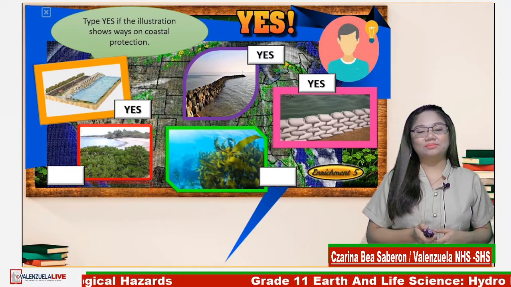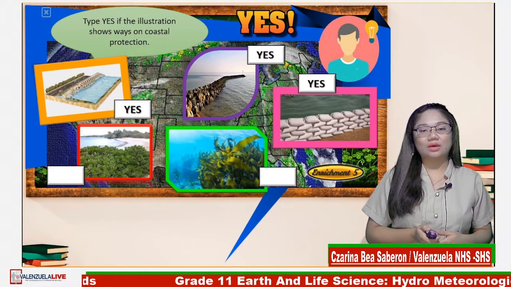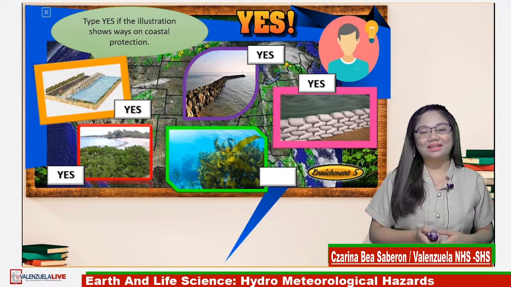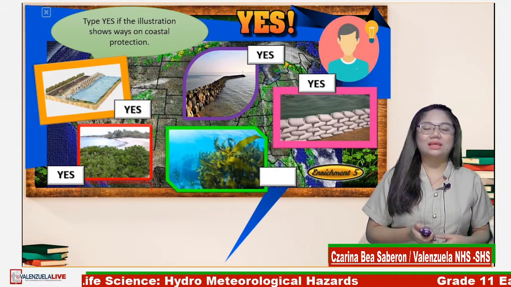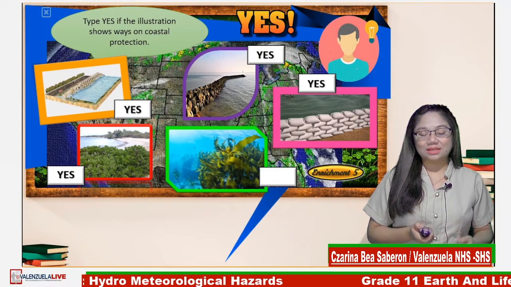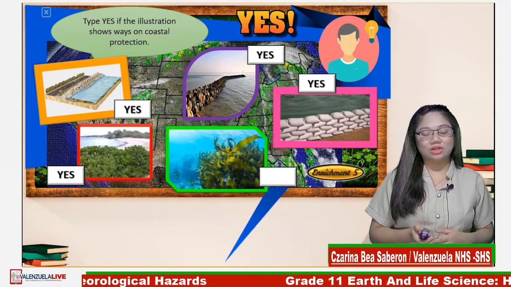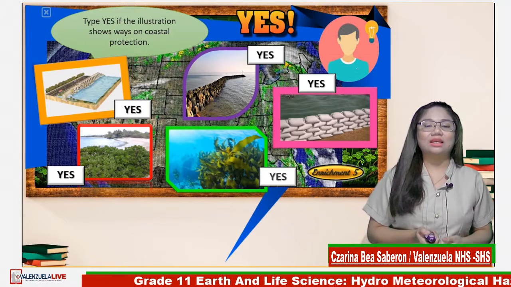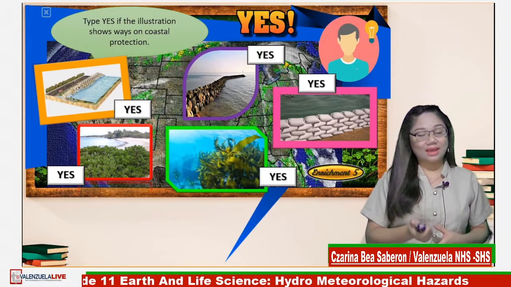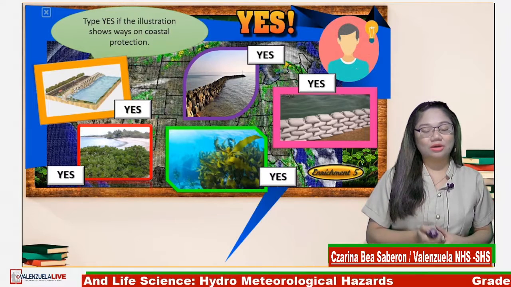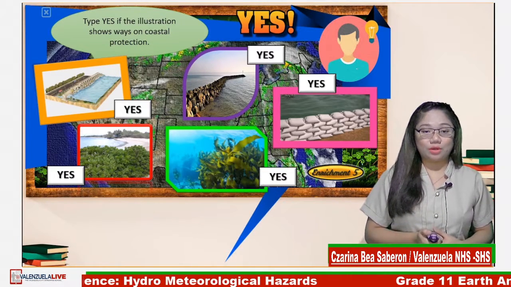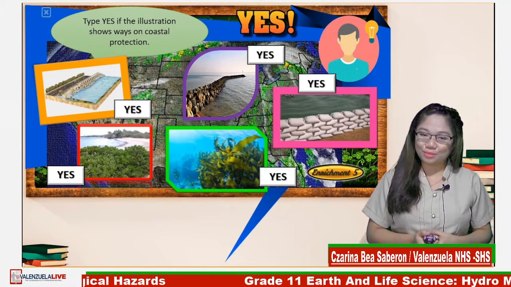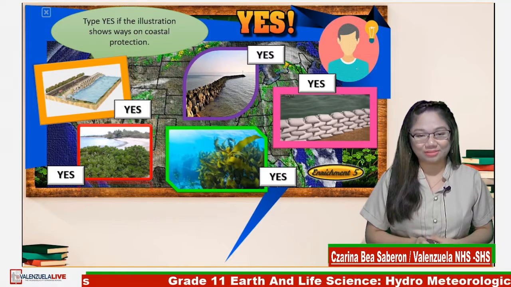Next, we have the red one. Okay, so if you answered yes, once again, you got it correctly. And this is what we call planting vegetation or having vegetation. And then last one, that is seaweed. So definitely you should have answered yes, because it is one method of protecting our coast, because seaweeds can reduce the speed of the current that could promote coastal erosion.